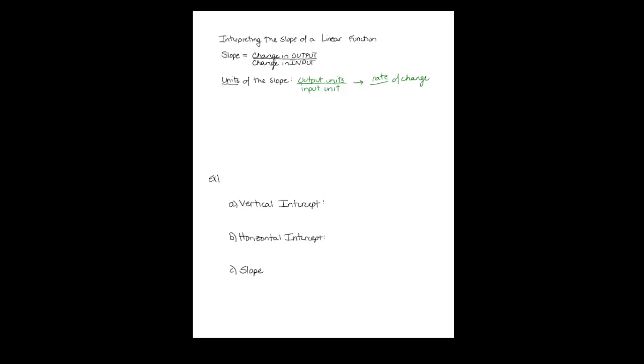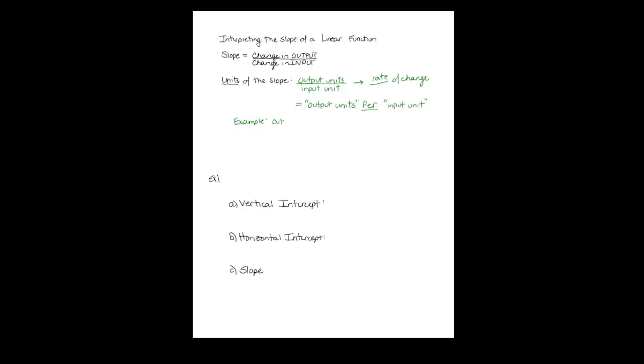So when reading the units of the slope, it's going to be the output units per one single input unit. It is a rate of change of the output with respect to the input. So, for example, let's write an extra example in here.